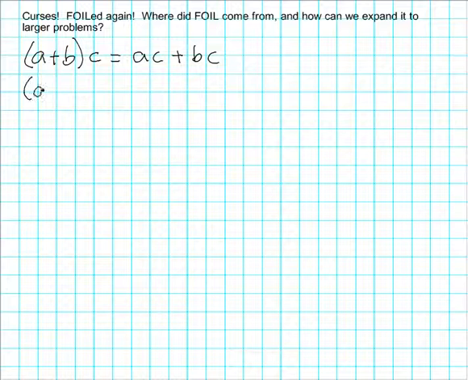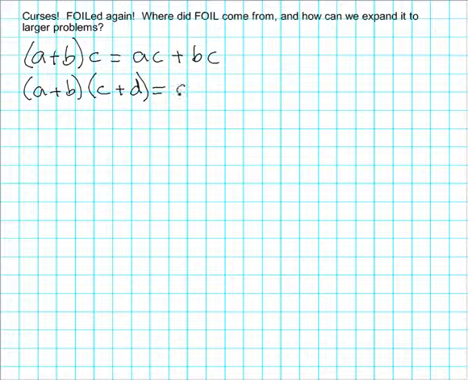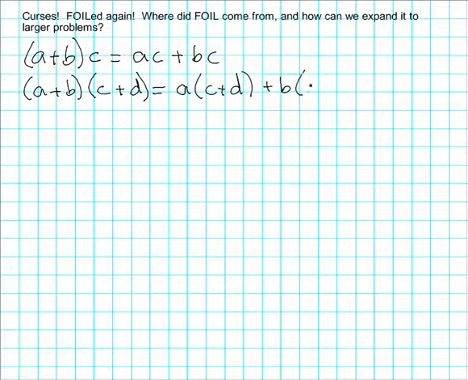Okay. Now, to do FOIL, what I need to do is replace this multiply by C with multiply by another quantity. For example, the quantity A plus B times the quantity C plus D. I'm going to do exactly the same thing with this quantity C plus D as I did with the C. I'm going to distribute the entire quantity into the first quantity. So I'm going to get A times the quantity C plus D, plus B times the quantity C plus D.